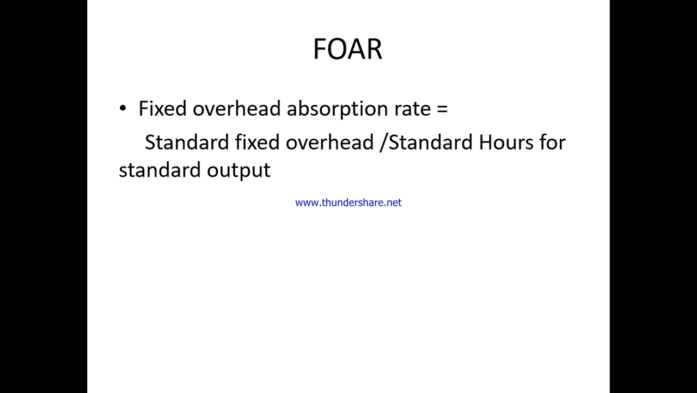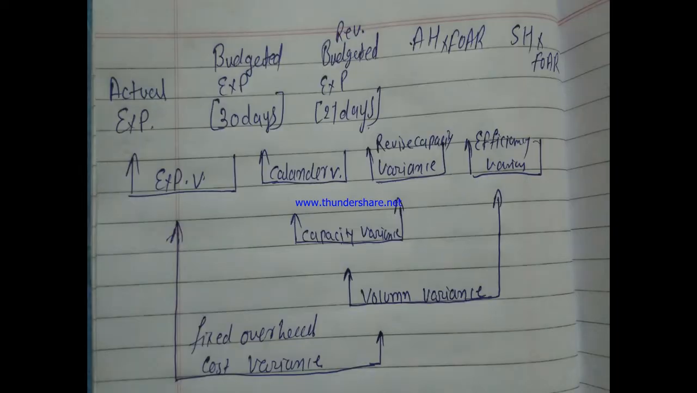FOAR is a very important element for calculating practical sums. FOAR is known as the fixed overhead absorption rate. The formula for FOAR is standard fixed overhead divided by standard hours for standard output. Now, the slides will help you in calculating a practical sum of this topic.